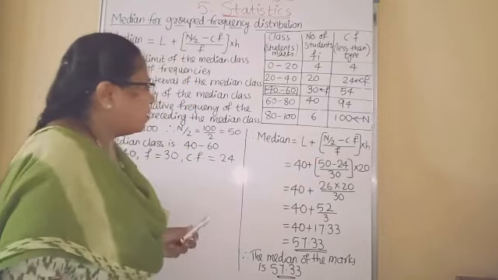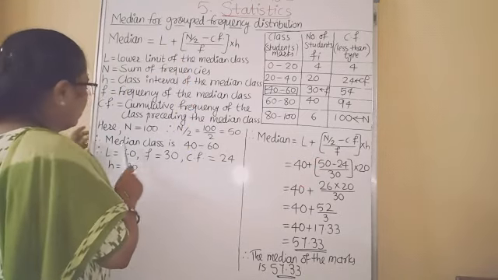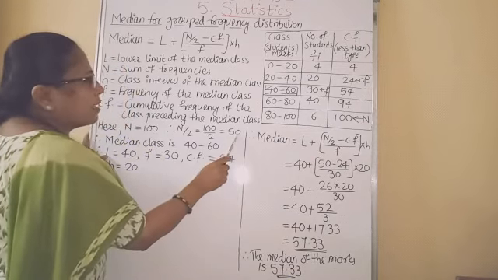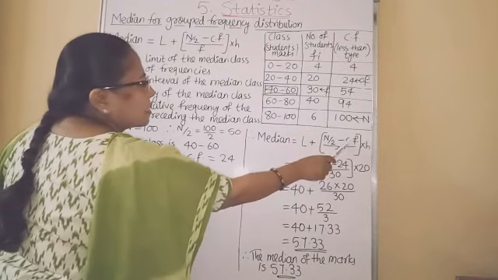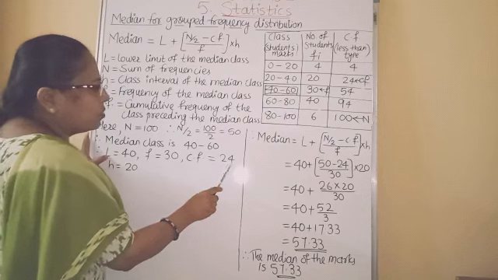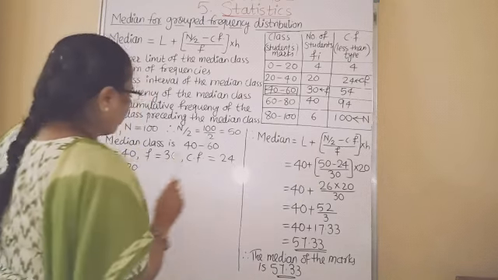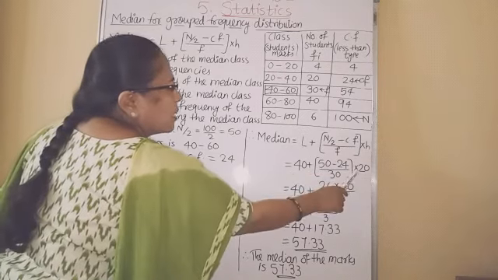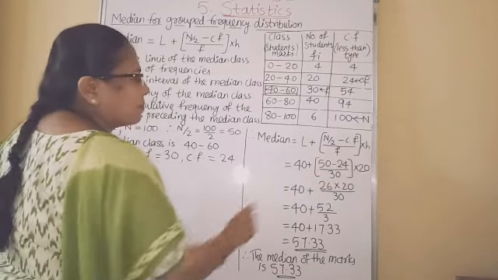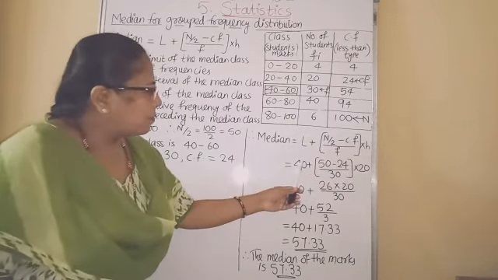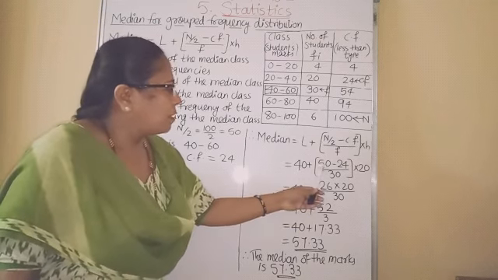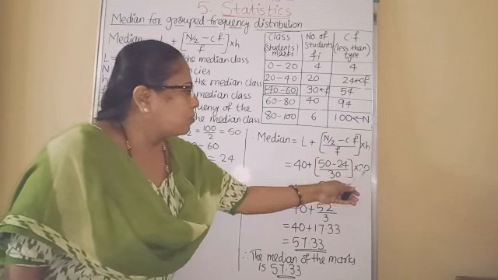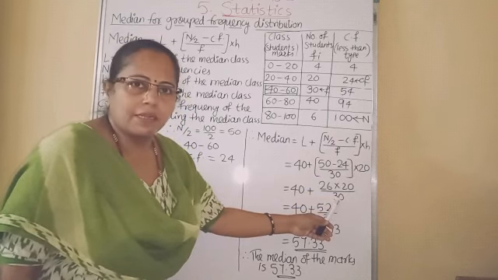Now we will substitute values. L is equal to 40 plus N upon 2, we calculated 50, minus CF, CF is equal to 24, upon f, f is equal to 30, bracket close into h, h is 20. Followed? Then 40 plus (50 minus 24), which is 26, into 20 divided by 30.